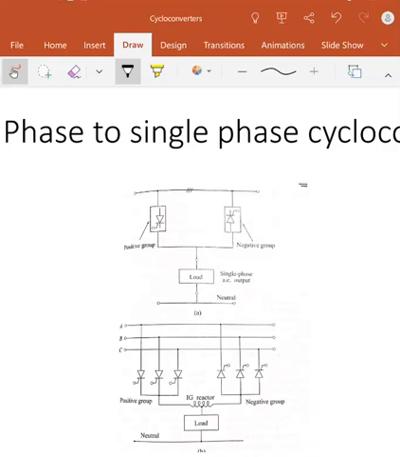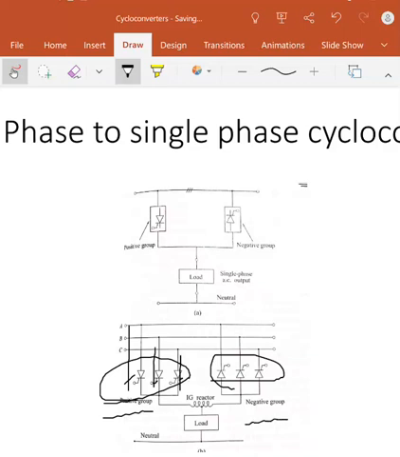So what does the circuit diagram indicate? In the circuit diagram we have 3 phases, A, B and C. In each phase I have provided the thyristors T1, T2, T3. These thyristors work for only positive cycles, and these 3 thyristors give you the negative cycle. This is called the positive group and this is called the negative group.